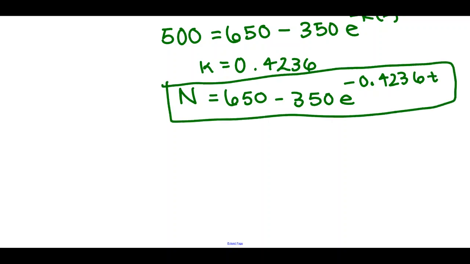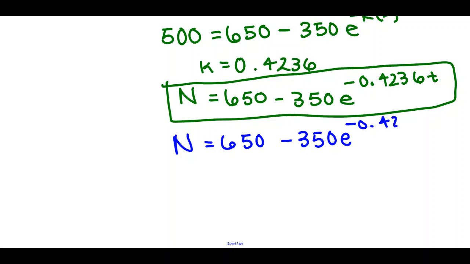The last part of this question asks, when t equals 3, what is the population of the coyotes? So we're going to plug in a 3 here. So then we get N equals 650 minus 350 e to the negative 0.4236 times 3. We type that into our calculator, and we're going to round it to the nearest coyote, which will give us 552.